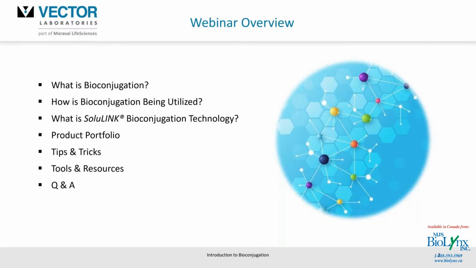Then we'll look at the actual Solulink chemistry itself, the bioconjugation technology that's incorporated in those products. Then we'll have a look at what the product portfolio is, focusing on some of the kit formats, and I'll mention why we're focusing on that a little later on. And then tips and tricks or do's and don'ts for bioconjugation, some tools and resources that we can make available for you. And then, as Byron mentioned at the end, we'll have some time for a little bit of a Q&A.